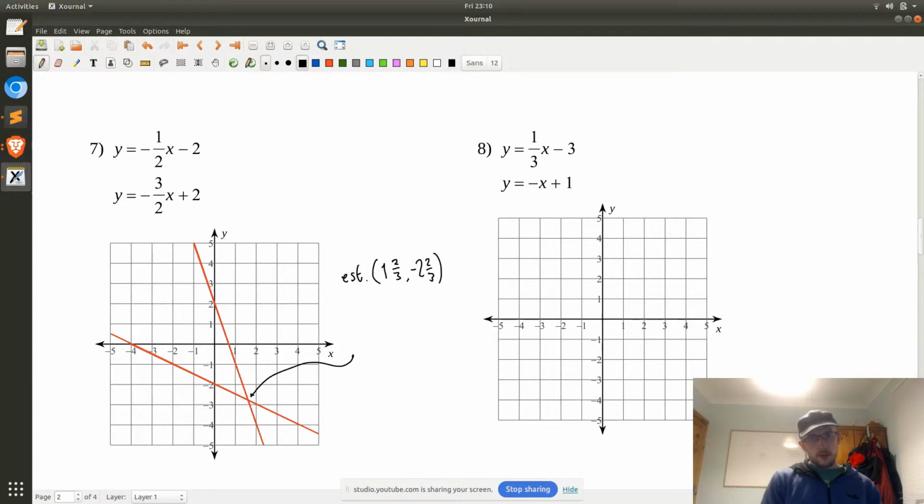So here's the limit of solving these equations by graphing. You actually can't tell where, because it doesn't pass through a lattice point on the coordinate grid.